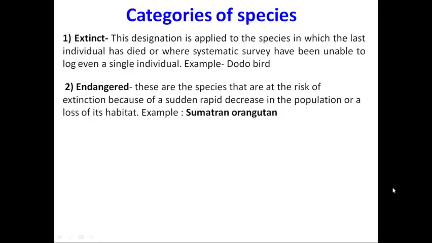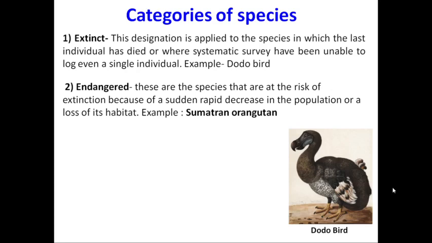Now we'll talk about some of the categories of the plant and animal species which we often discuss whenever we talk about biodiversity. The entire species of plants and animals can be categorized into certain categories. The first category is known as extinct species. This designation is applied to the species in which the last individual has died or where systematic surveys have been unable to log even a single individual. Example, dodo bird. This is a picture of the dodo bird which has gone extinct from the earth now. So any species which is not seen in its natural habitat for the past 50 years will be declared as an extinct species from that area.